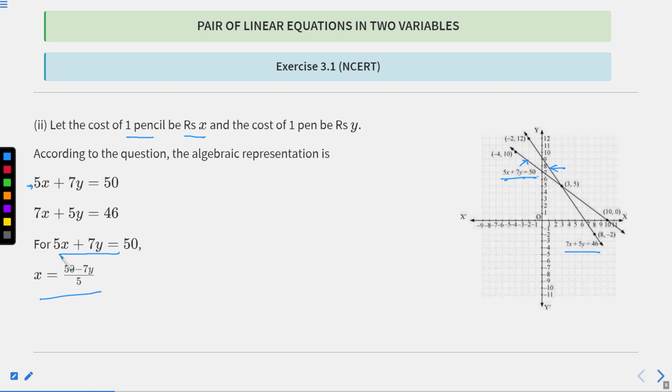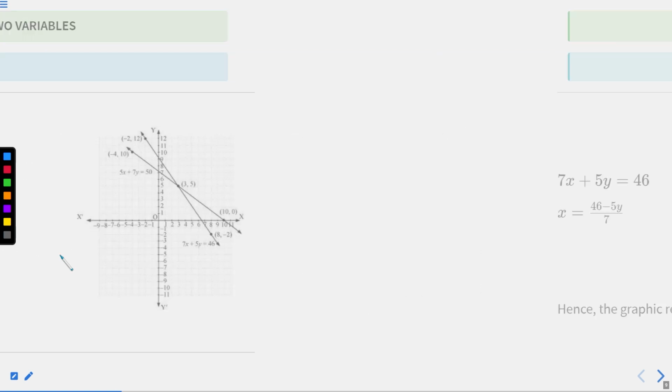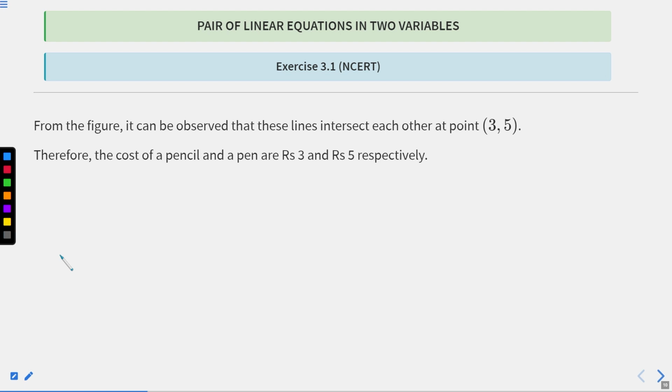And here you can see at (3, 5), these two lines are intersecting. So from the figure it can be observed that these lines intersect each other at the point (3, 5). Therefore the costs of a pencil and a pen are rupees 3 and 5 respectively.